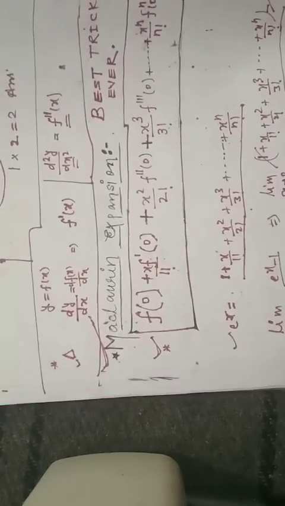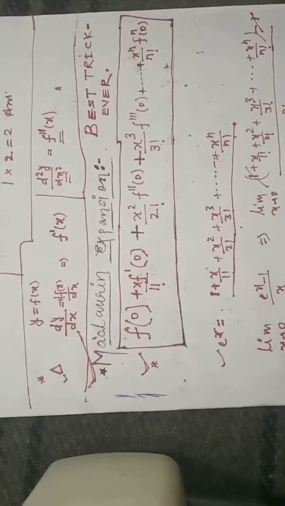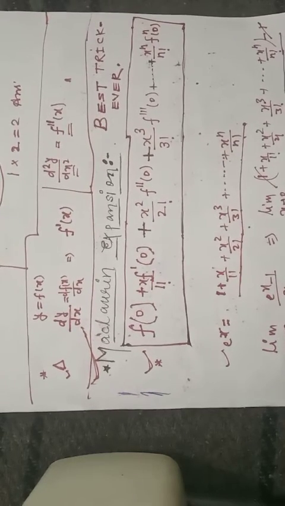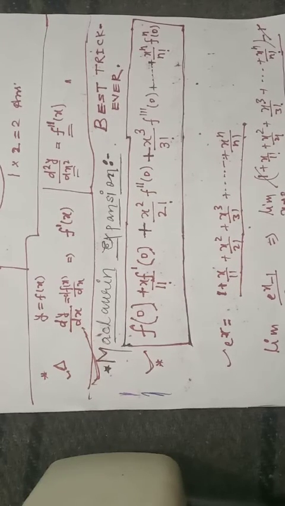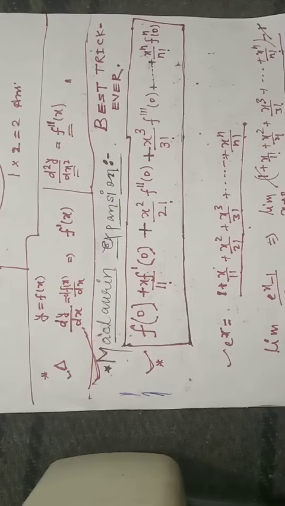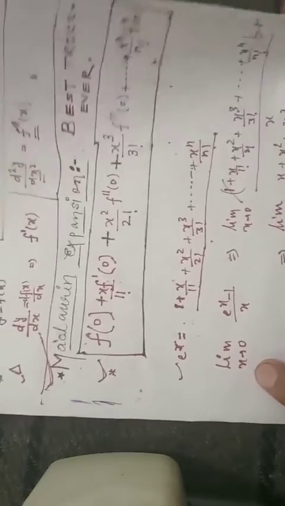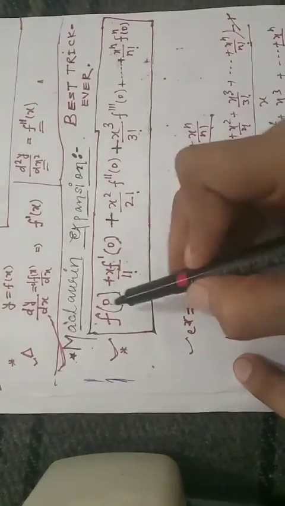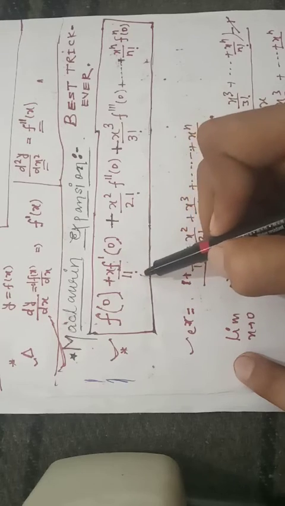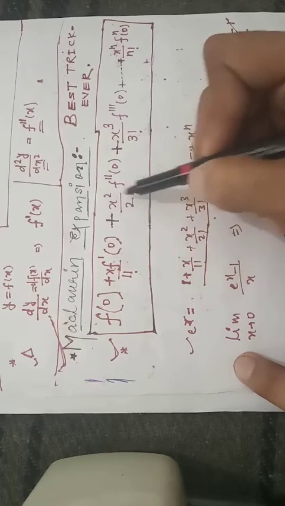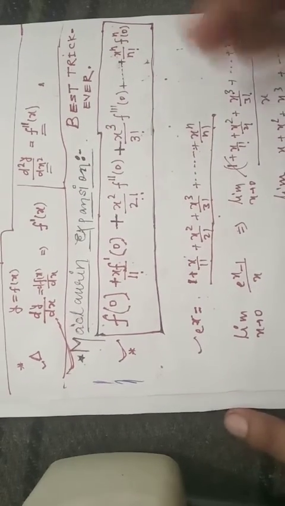This is a wonderful concept, a killer concept, you can say, in your sense. In my sense also, a killer concept which is wondrous. And this is what I had written: f(0), where in the variable you have to put 0, then x upon factorial 1 f dash 0, plus x square upon factorial 2 f dash dash 0, meaning double differentiation, and you have to go on like this.